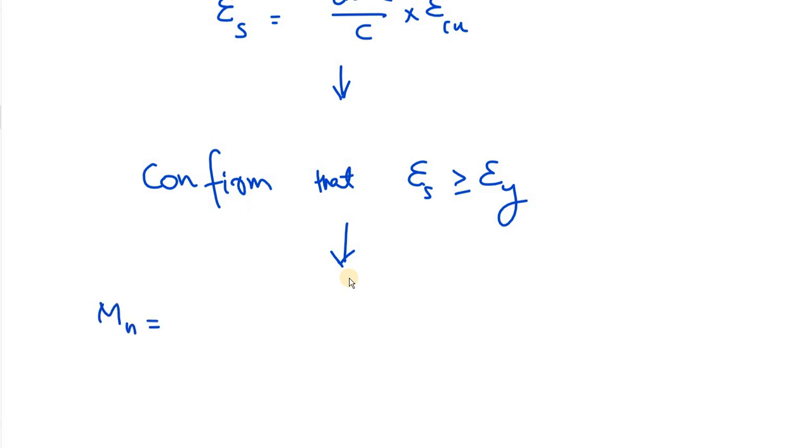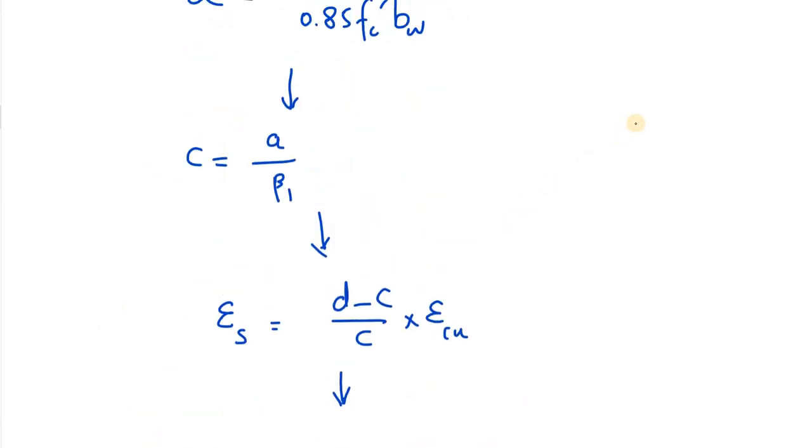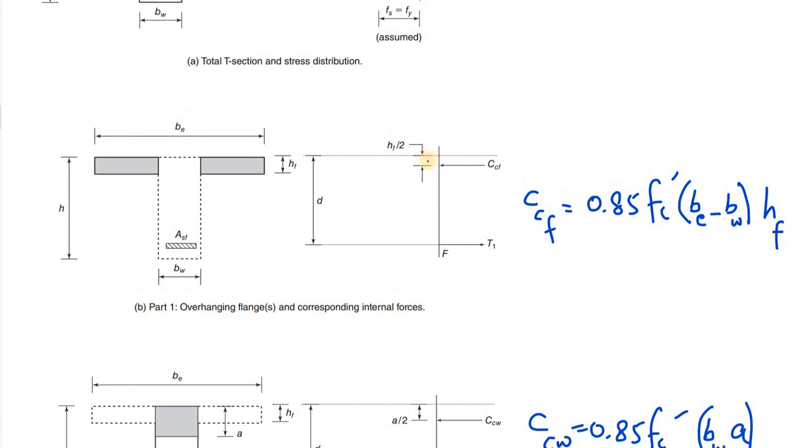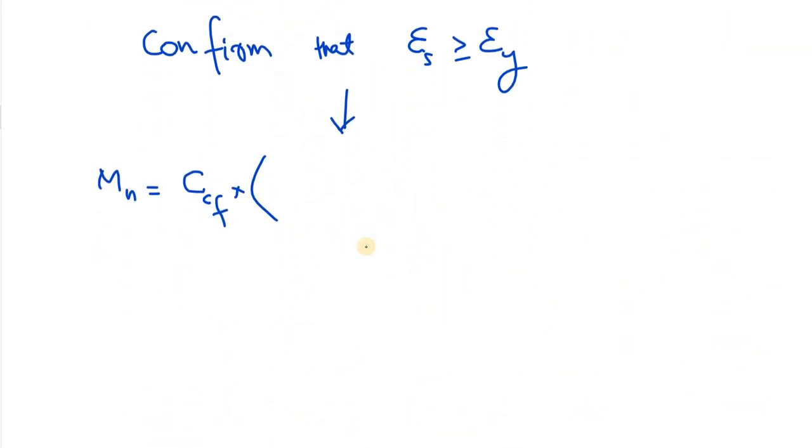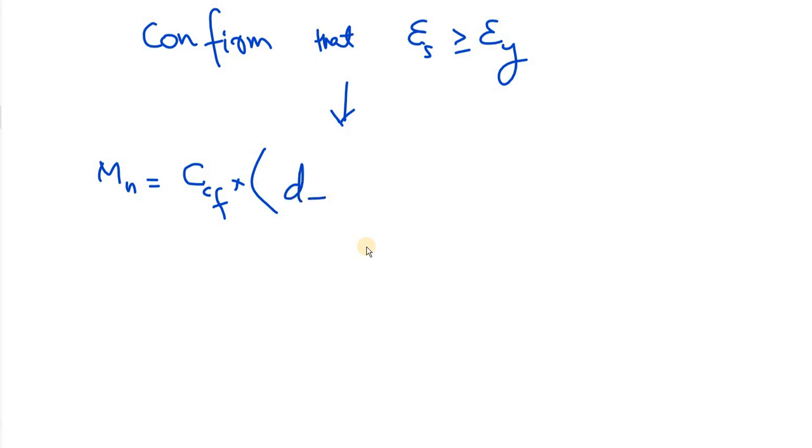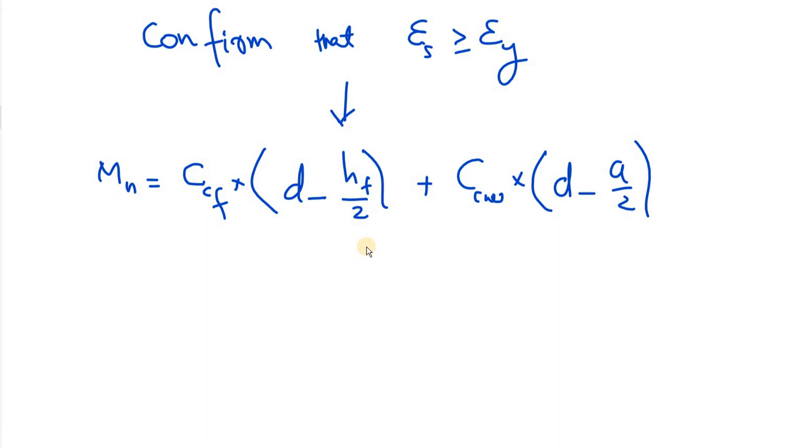Now we have two compressive forces, so we are taking moments about the tensile steel centroid, the level of D, as the moment center. So we are calculating one compression force multiplied by its lever arm plus another compression force multiplied by its lever arm. One compression force, CCF, acts at HF by 2 from the top, and this is D, so the lever arm is D minus HF by 2, plus CCW into its lever arm. It has a lever arm of D minus A by 2. So this will give you MN, and this is the final answer.